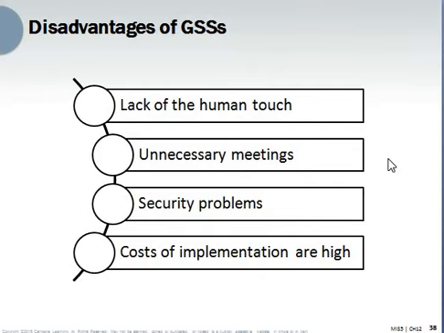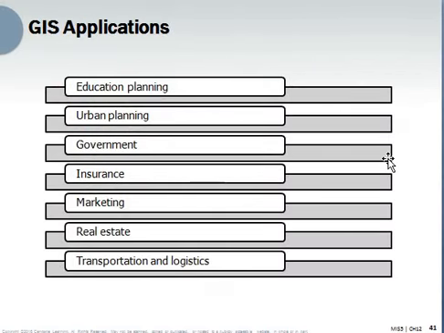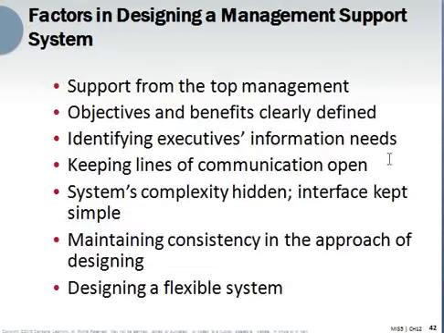And security problems, security issues may be there in online meetings if the meeting is important and we are going to discuss important issues. Cost of implementation is high, of course. The initial cost of implementation of the subsystems is high. Right? Now we have GIS as well, Geographical Information System. GIS applications are in education, planning, urban planning, government, insurance, marketing, real estate, transportation and logistics. Right?